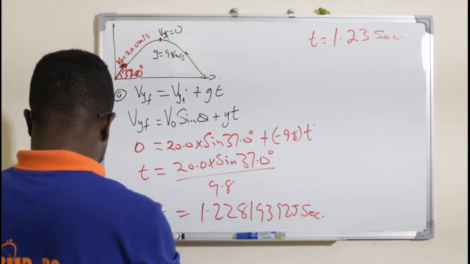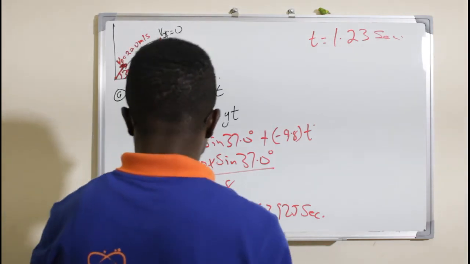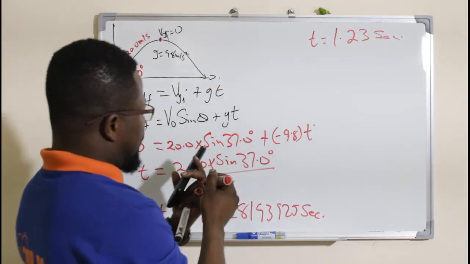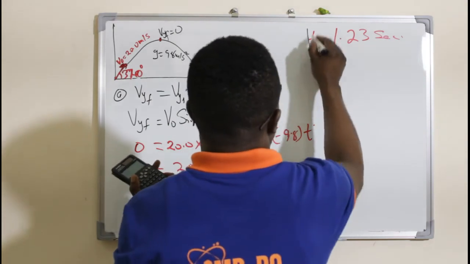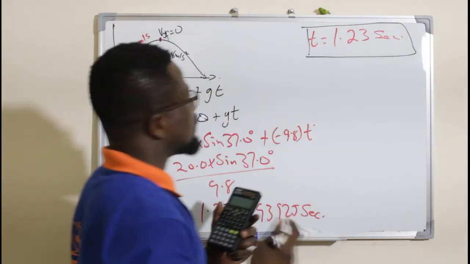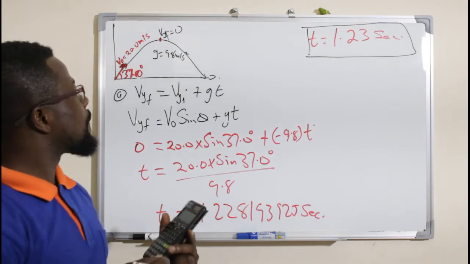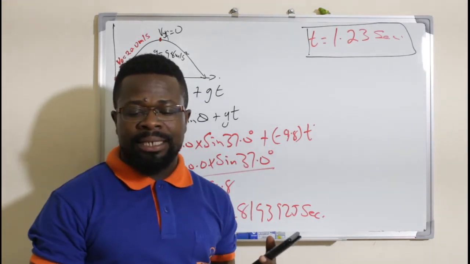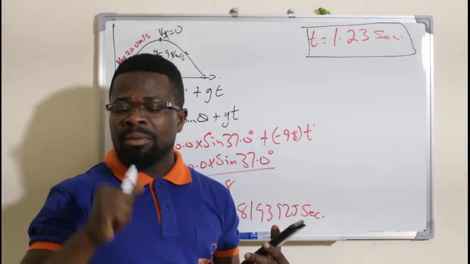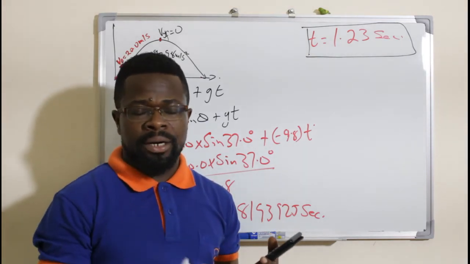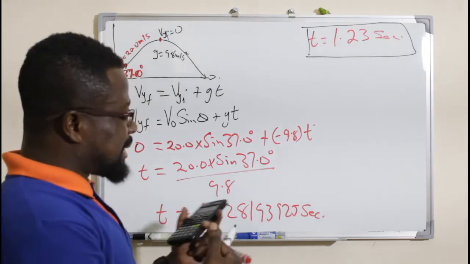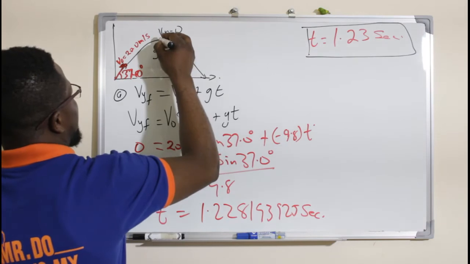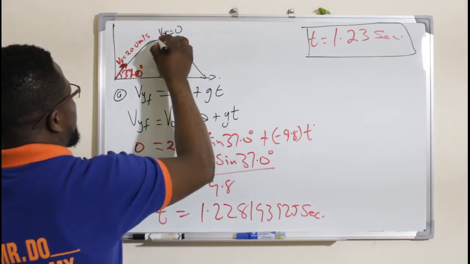So I have 1.23 seconds as my time for me to reach the what? The maximum height. Once I have gotten this, this is the time to reach the maximum height, which is the first question that we are told to calculate. I've gotten that time. What is the next one? The next question says we should calculate the maximum height the ball reaches. The maximum height this ball is going to reach is from here to here.